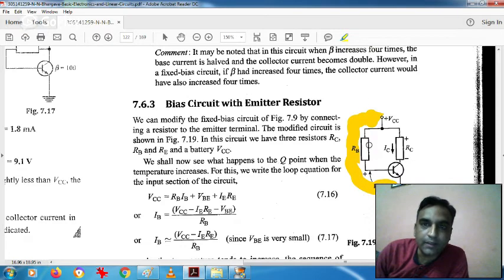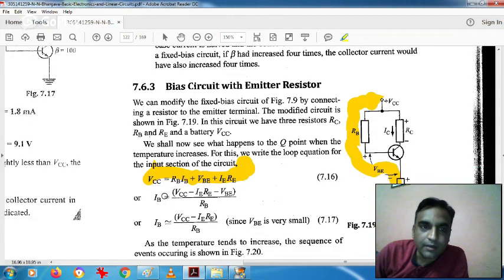So VCC is equal to the drop across RB, that is RB into IB, plus VBE, this is the drop between base and emitter, then the drop IE into RE. So VCC is equal to RB into IB plus VBE plus IE into RE. From this we can make the equation of IB as VCC minus IERE minus VBE, divided by RB.